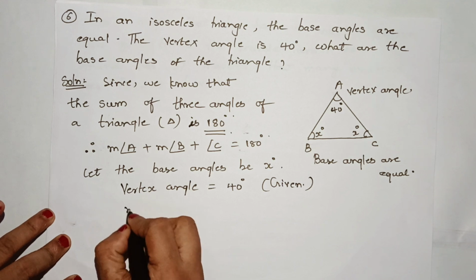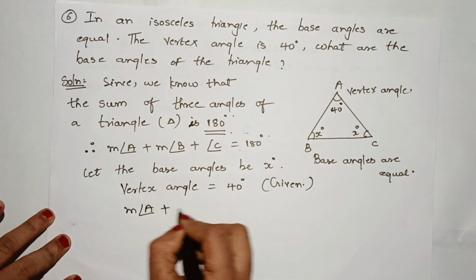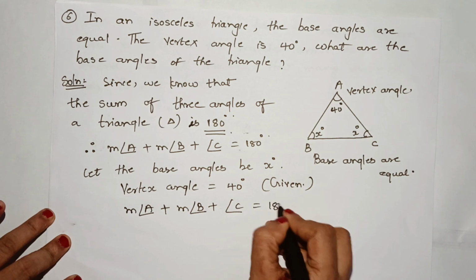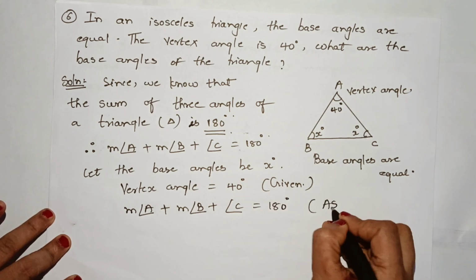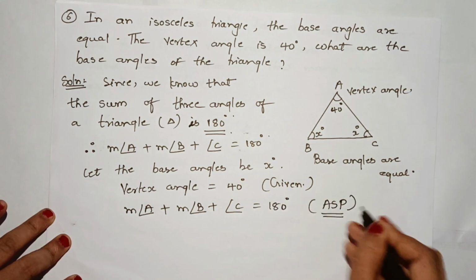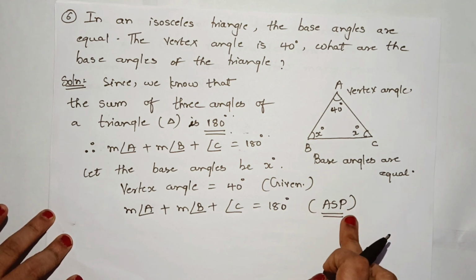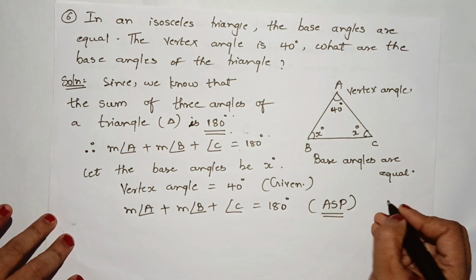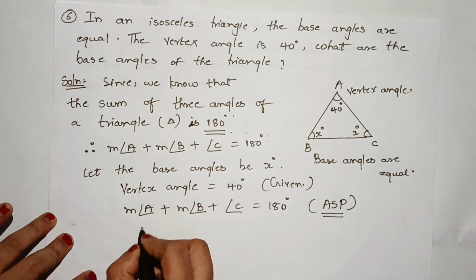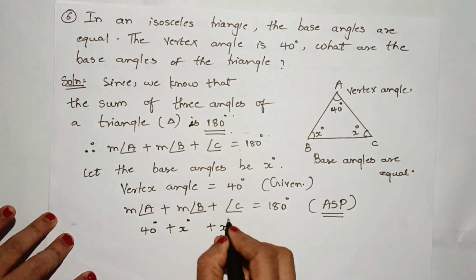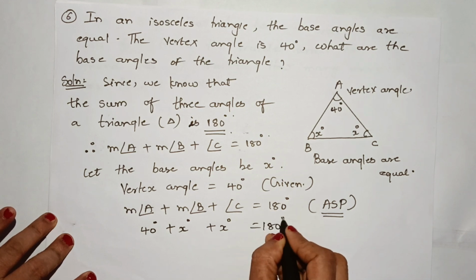Measure angle A plus measure angle B plus measure angle C equals 180 degrees. If you want, you can write it as angle sum property. This is called ASP, angle sum property of a triangle. Okay. What is measure angle A? x degrees plus x degrees, which is equal to 180 degrees.